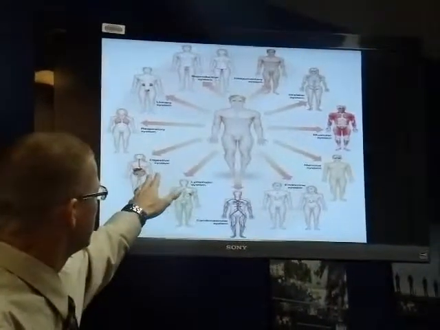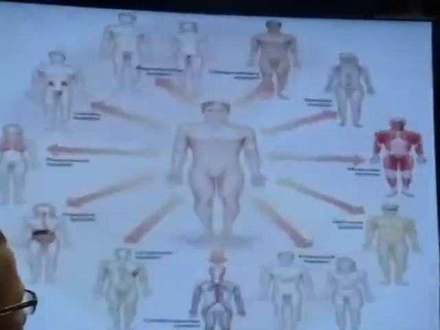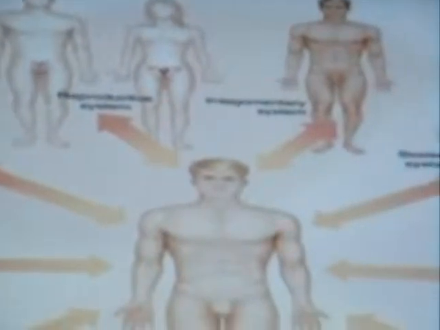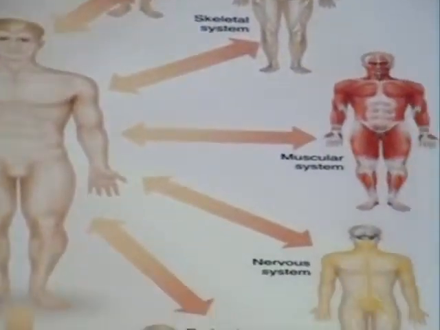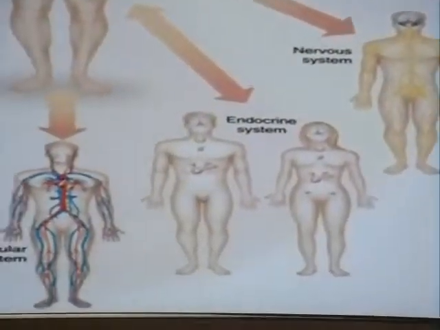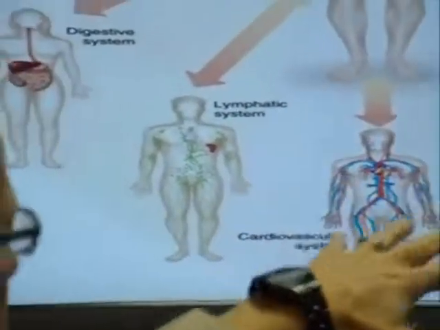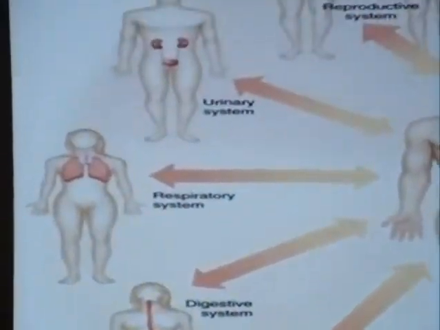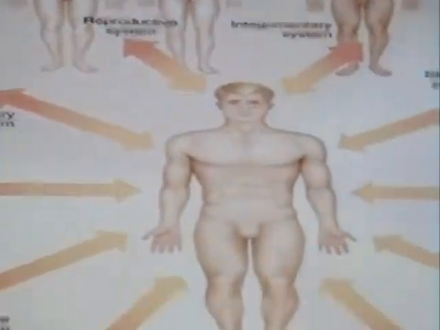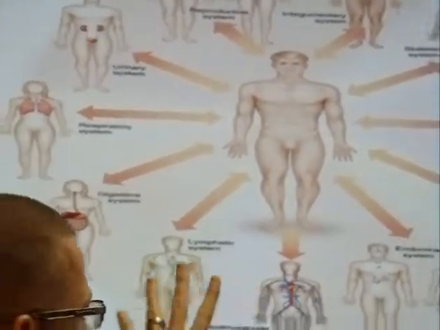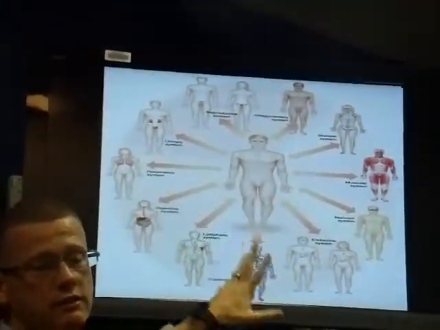Chart here lists all the systems in the body. Now we're not going to go over all these today in great detail, but I just wanted you to get a picture of just how wonderful and amazing the human body is and how all these systems have to work together to keep us alive and at optimum performance and optimum health, and how so many of these are affected by our diet.